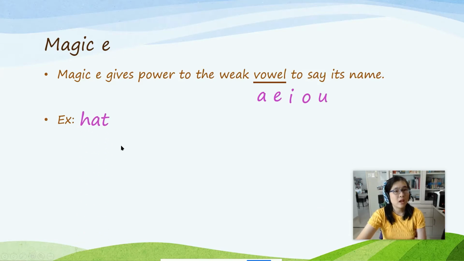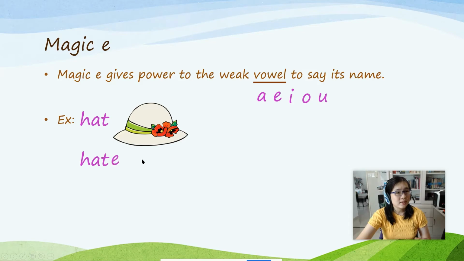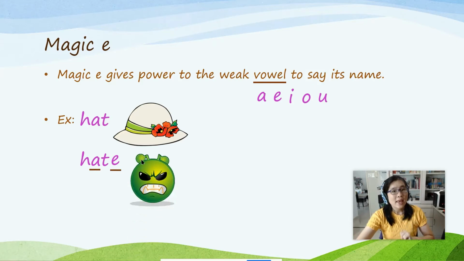Now what happened? Look at this word. Hat. When magic E comes in, it becomes hate, because when magic E comes in, the letter A is no longer A sound. It becomes A sound, as in A-Y, A. So this word becomes hate.